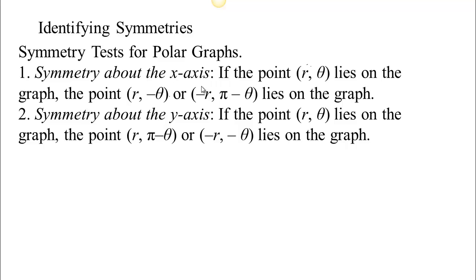Now, the problem here is that polar coordinates aren't unique, right? So there are other characterizations of that symmetry. So just because a function doesn't have this property doesn't mean it doesn't have that symmetry. But if it does have this property, then you're guaranteed it does have that symmetry.